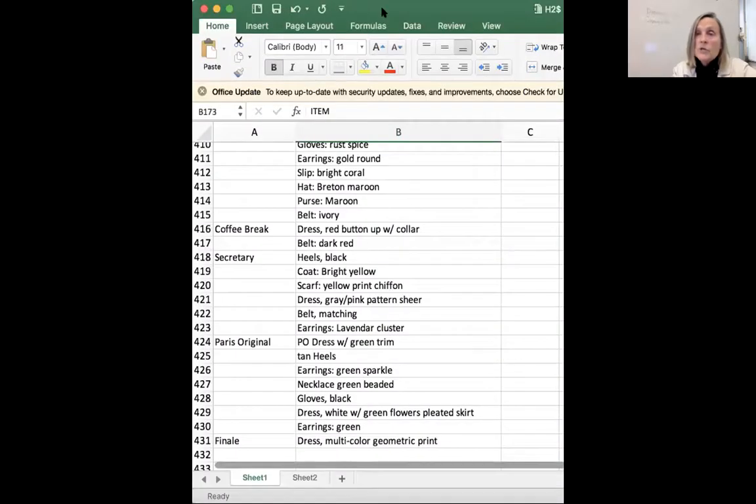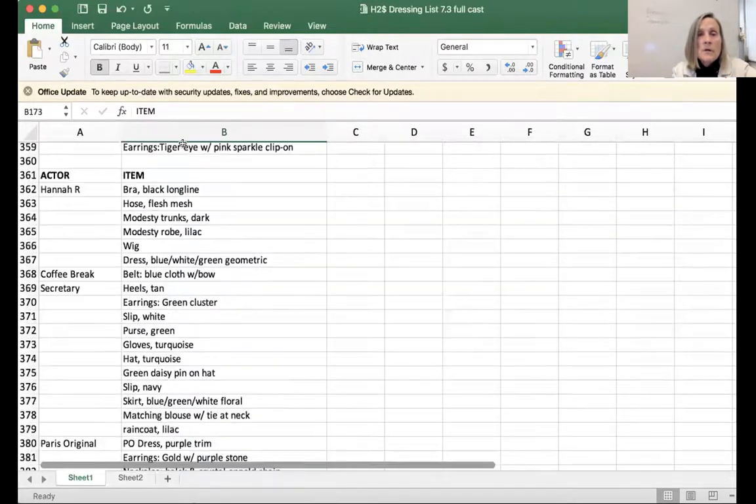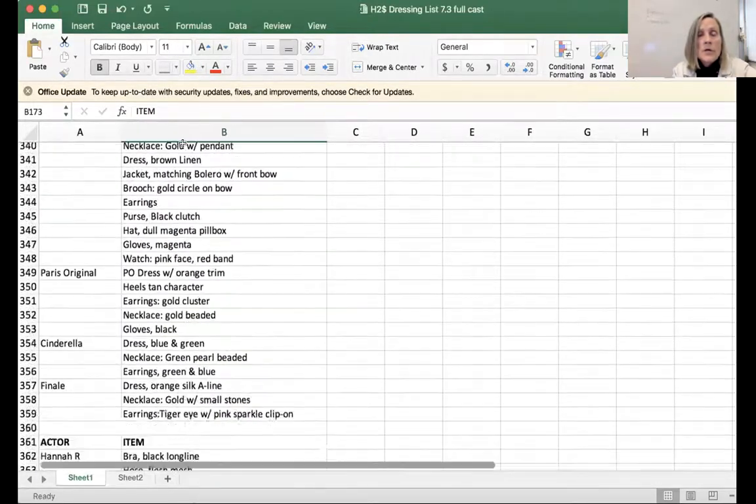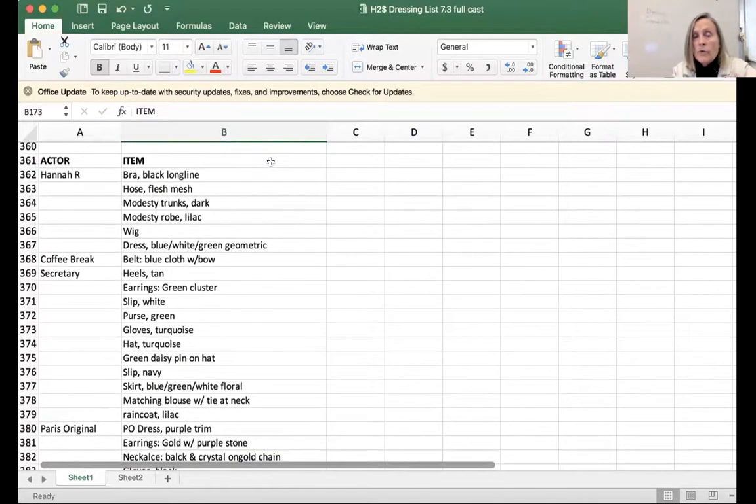And it's why we start in this class with a show that has a few characters with not a lot of changes so that you can understand the amount of detail that we need to go to. So who is this? Okay, so this is Hannah. Everybody gets their own page, and that way it can be posted at their locker for the actor, and it can be in the notebook for the crew.